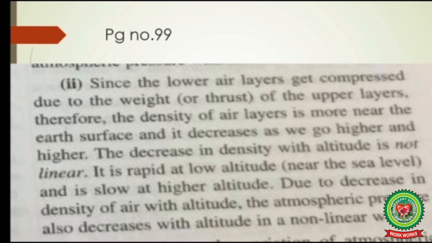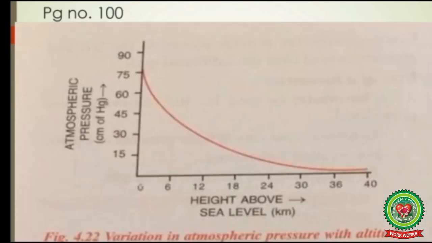Since the lower air layers get compressed due to the weight or thrust of the upper layers, therefore the density of air layers is more near the Earth's surface and it decreases as we go higher and higher. The decrease in density with altitude is not linear. It is rapid at low altitude and is slow at higher altitude. Due to decrease in density of air with altitude, the atmospheric pressure also decreases with altitude in a non-linear way.